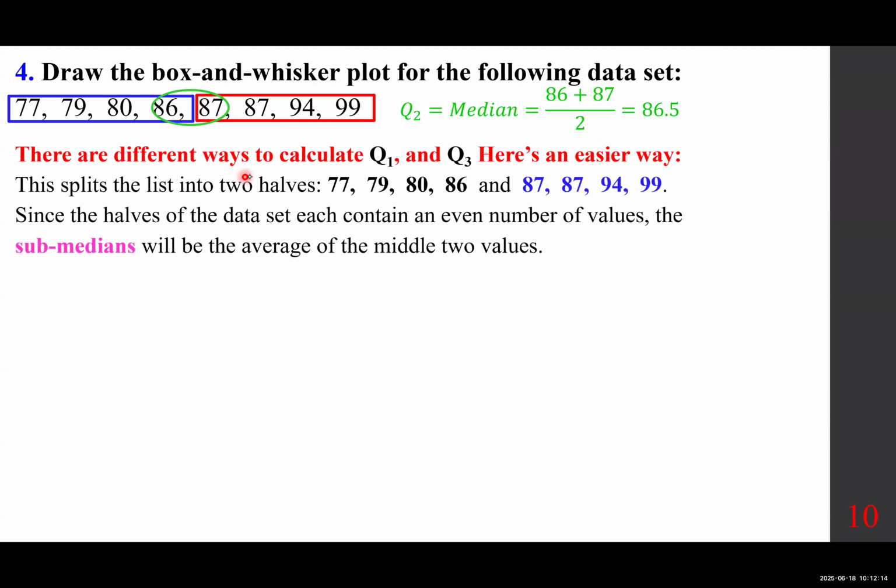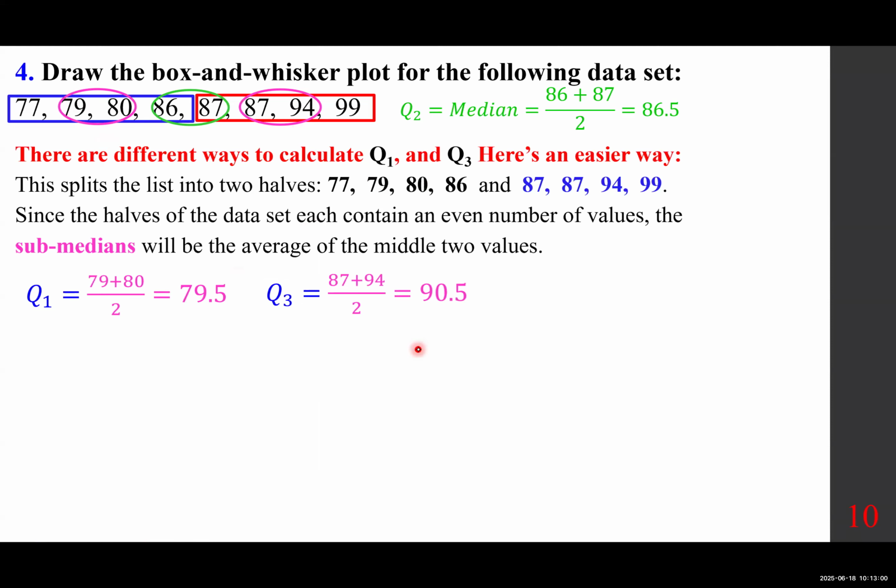Again, there are different ways to calculate Q sub 1 and Q sub 3. Here's an easier way. This splits the list into two halves, the bottom half and the top half. If you look at the bottom half, 77, 79, 80, 86, and the top is 87 all the way to 99. Since the halves of the data set each contain an even number of values, the submedian will be the average of the middle two. So for this one, 79 plus 80 divided by 2, and for this one, 87 plus 94 divided by 2. The first one becomes 79.5, and 87 plus 94 divided by 2 is 90.5. So those are Q sub 1 and Q sub 3.